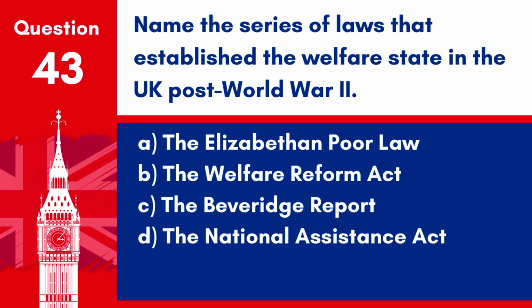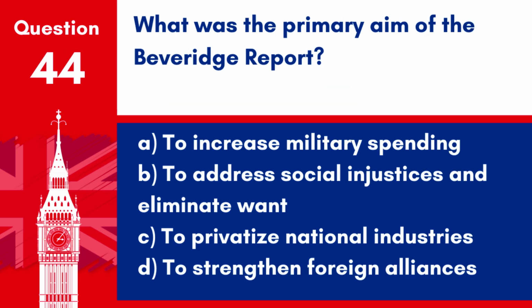Answer: C. The Beveridge Report. The Beveridge Report led to the establishment of the welfare state in the UK post-World War II, with its recommendation for widespread social insurance and welfare benefits. Question 44. What was the primary aim of the Beveridge Report?